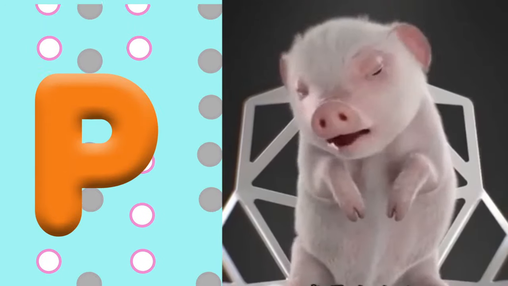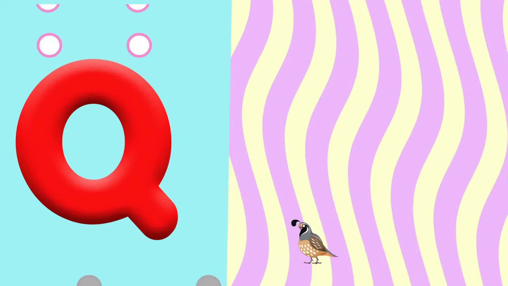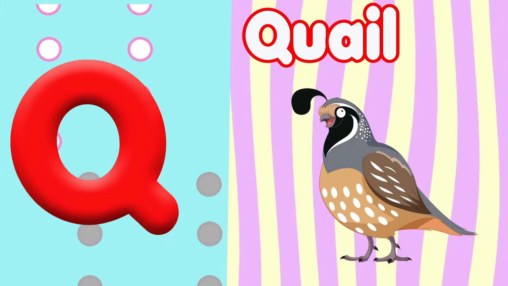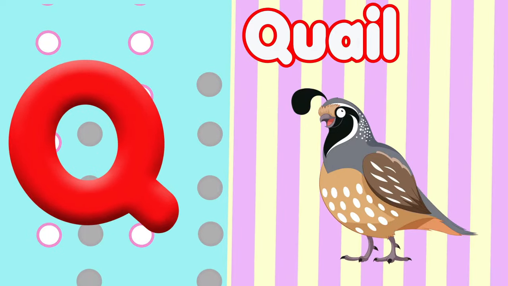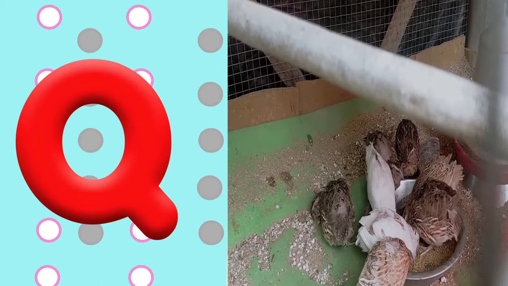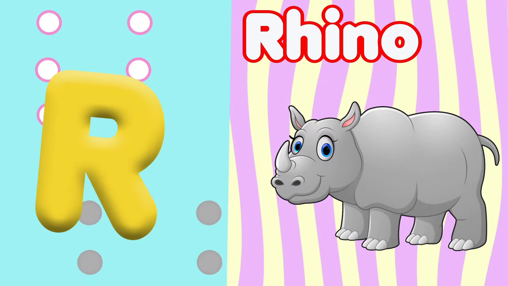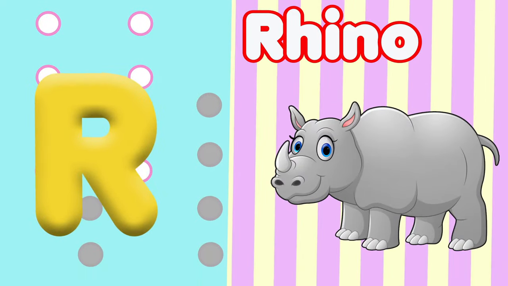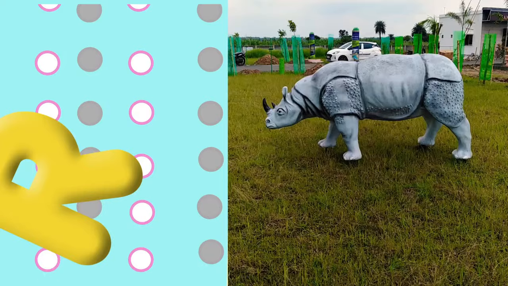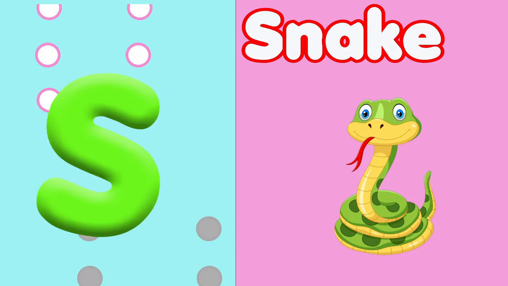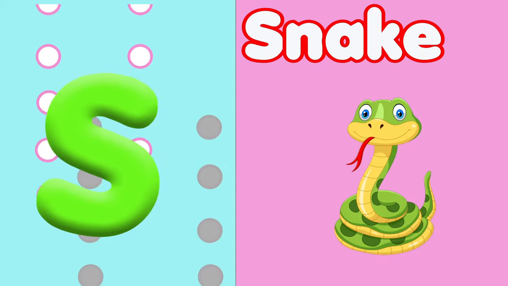P-pig. Q is for quail. Q-quail. R is for rhino. R-rhino. S is for snake. S-s-snake.